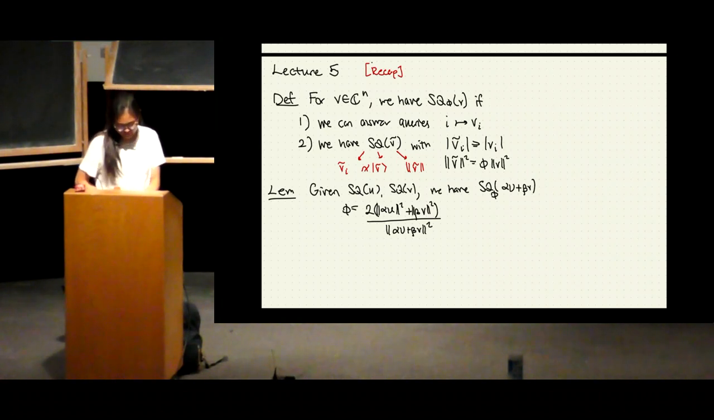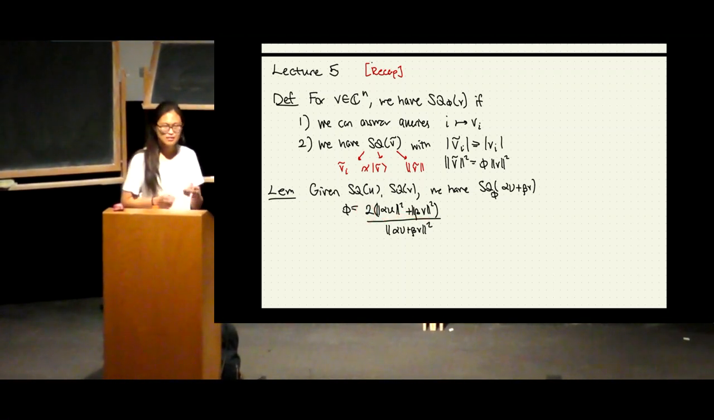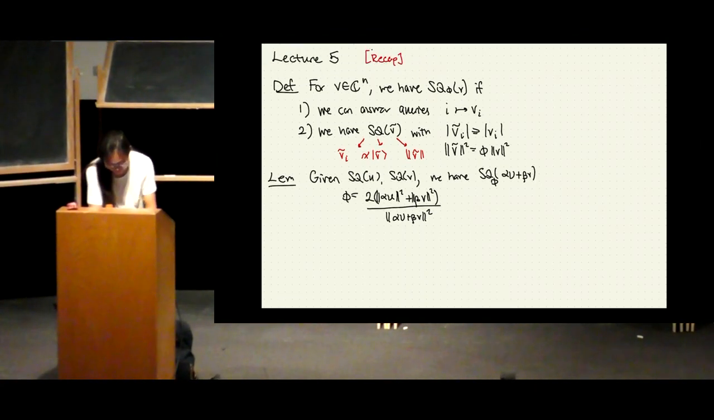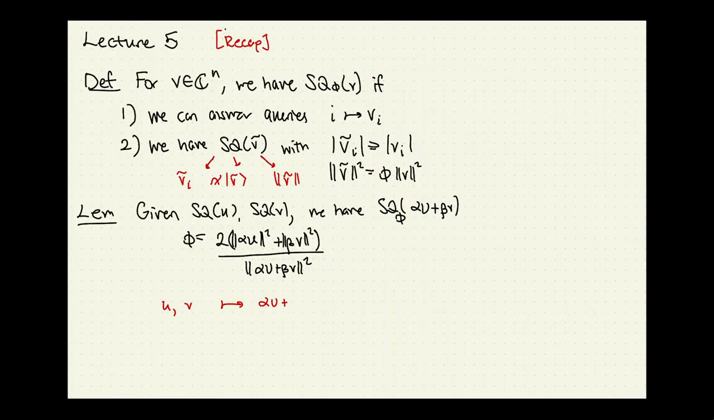So with sampling and query access to U and V, we can get access to some linear combination. And the amount of overhead here is essentially the number of things in your linear combination times the sums of the L2 masses. You might compare this to the block encoding setting where you get block encodings of U and V, and then you can get a block encoding of alpha U plus beta V, and then you divide this by alpha plus beta. So implicitly, this is like an alpha norm of U plus beta norm of V.